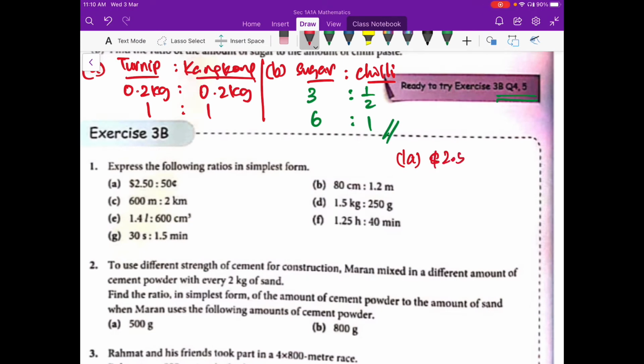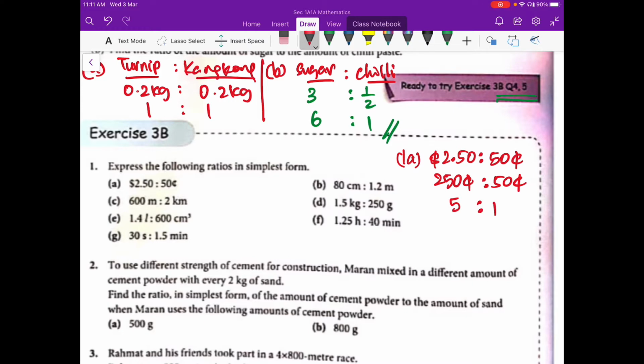$2.50 to 50 cents. So I need to change both of them to the same units. Many of you will change them to cents. Okay, sure, go ahead. So 250 cents to 50 cents. Divide by 50, because now the units are the same. Divide by 50, you get 5 is to 1.